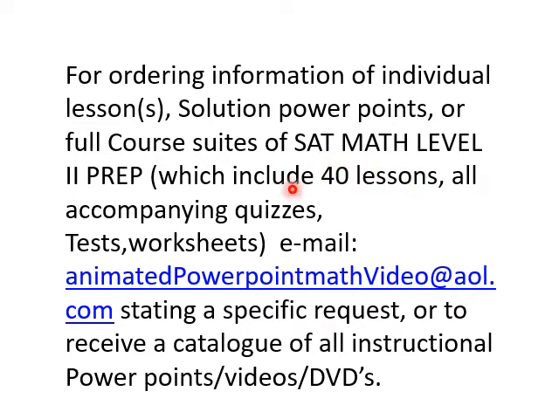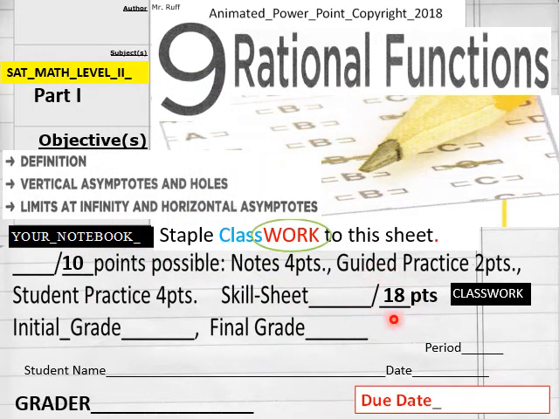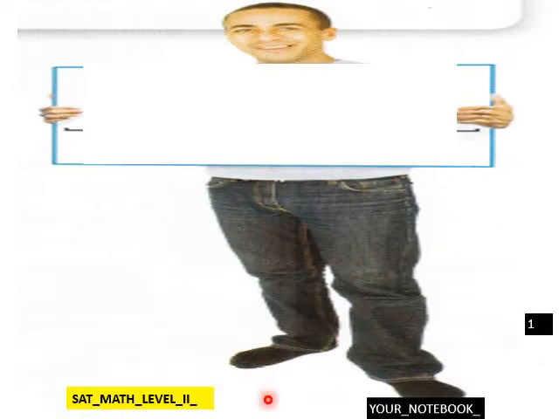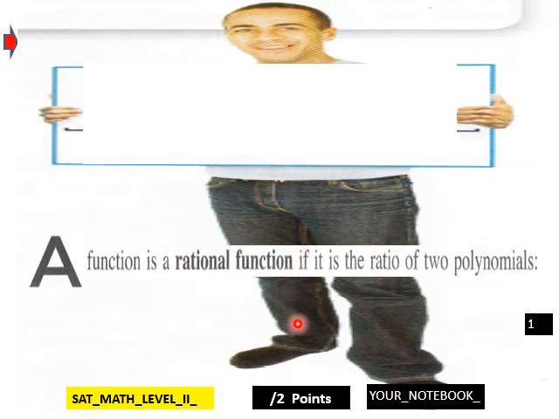Hello everybody, getting ready to do classwork section 9, SAT Math Level 2 Prep. For today's lesson, you've got 10 points to go into your notebook, part 1, rational functions, and 18 points to go on your classwork sheet, which you should have in front of you. Name, date, period, students in my class, due date for online and homeschool. For today's lesson, page 1, a notebook entry here.